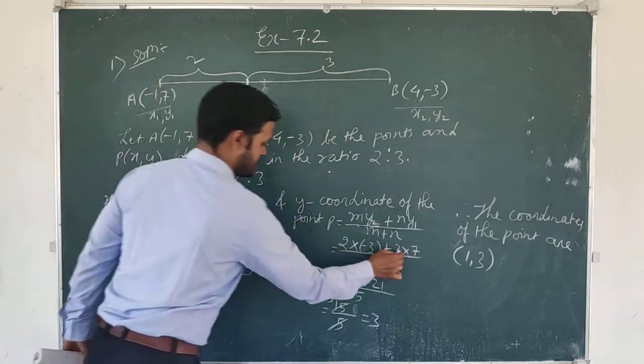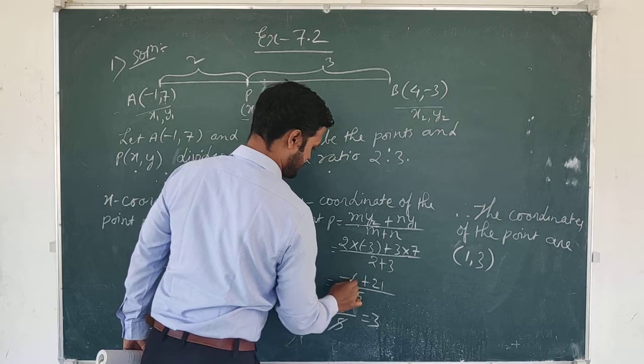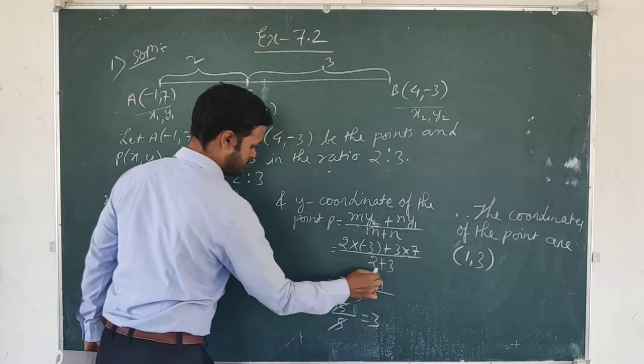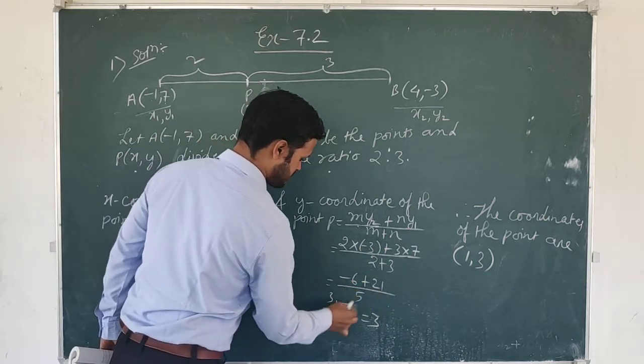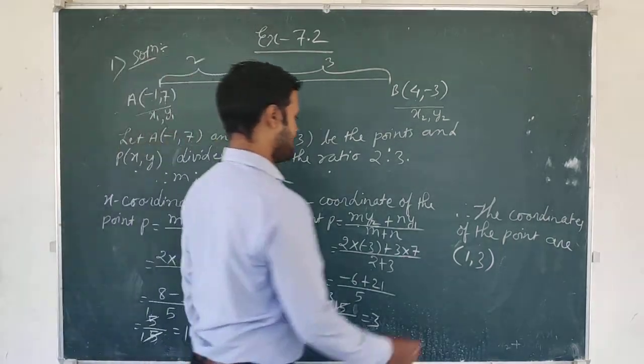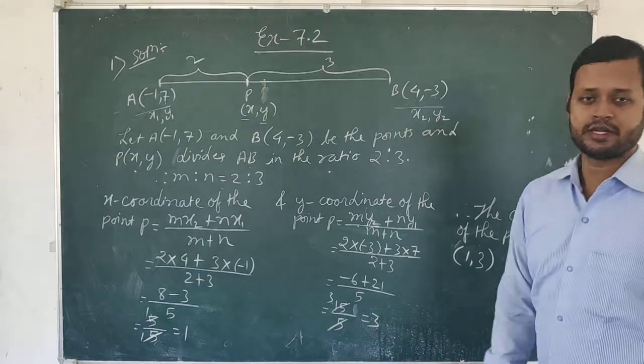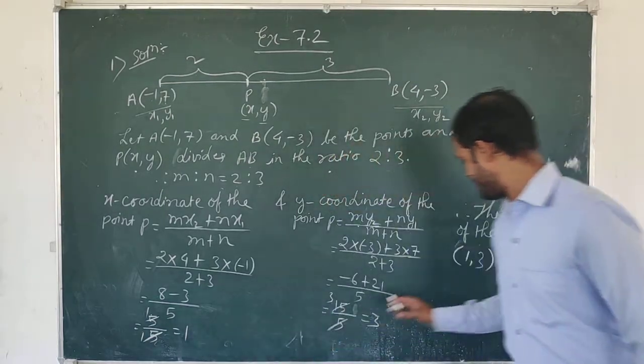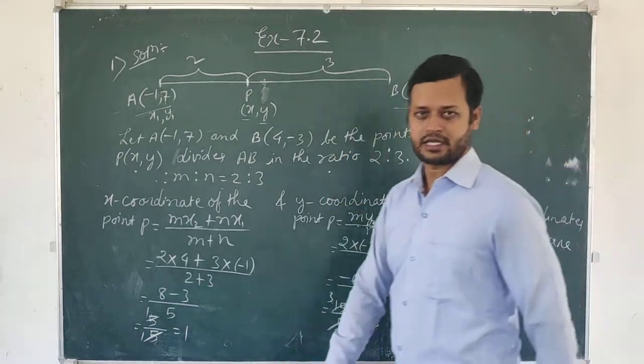Right here, 3 times 7 is 21. 2 times -3 is -6. And m plus n is 2 plus 3, that is 5. 21 minus 6 will become 15. With 5 we cancel 3 times. So therefore the coordinates of the point are, what are the coordinates? The value of x is 1 and the value of y is 3.